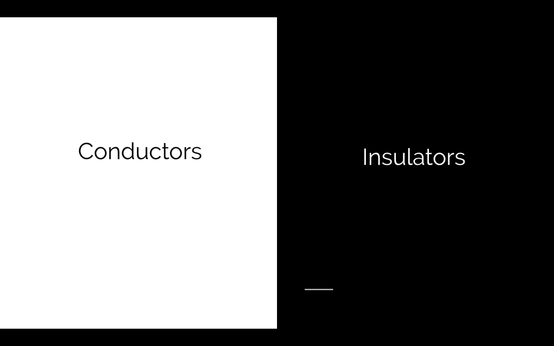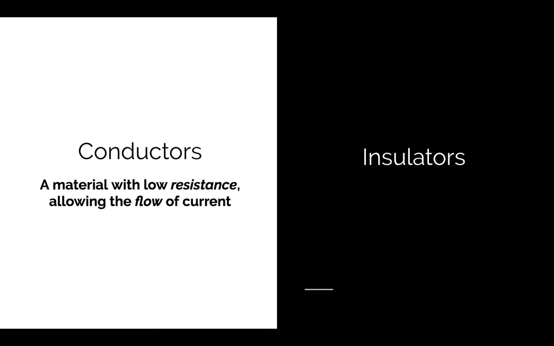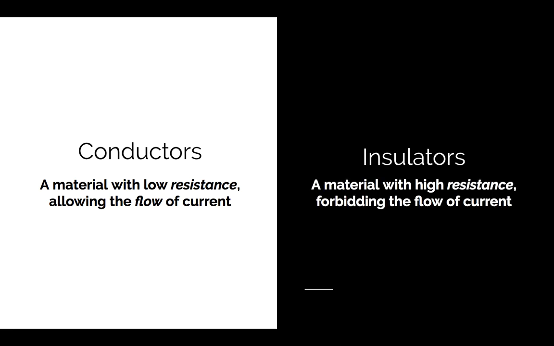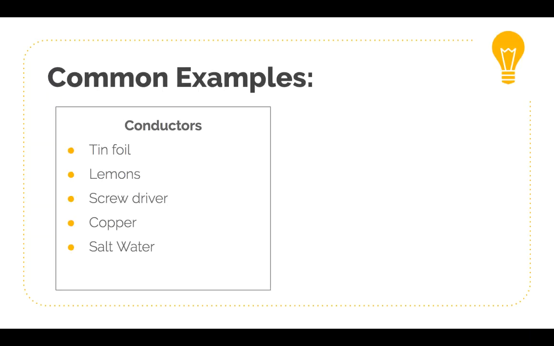We can't talk about electricity without talking about conductors and insulators. Again, this may be a review, but just so we're all on the same page. Conductors are materials with low resistance, allowing for the flow of current. And insulators are materials with high resistance, forbidding the flow of current.